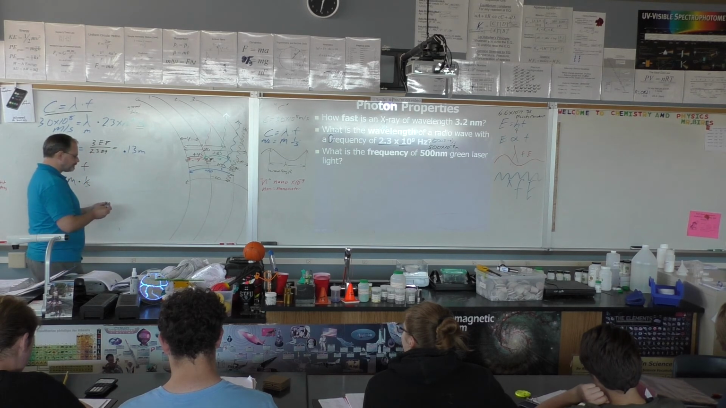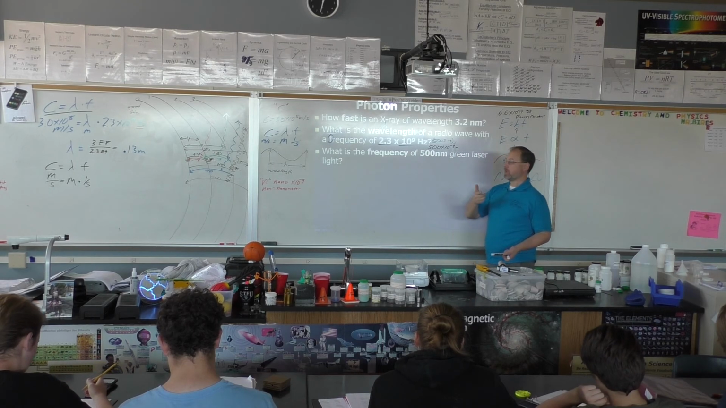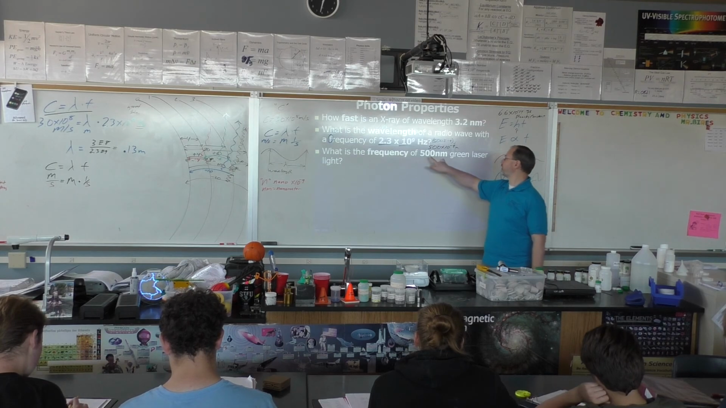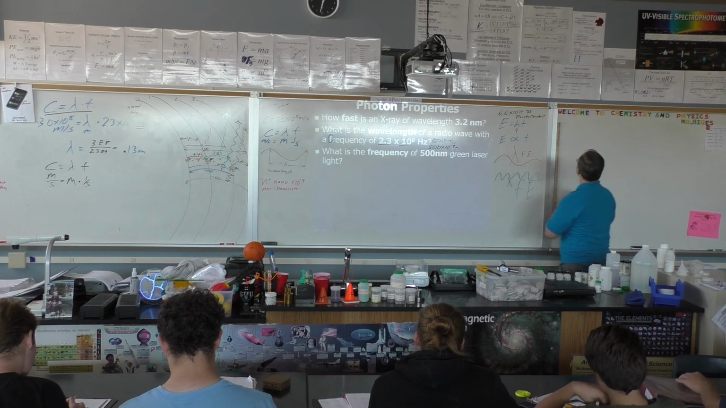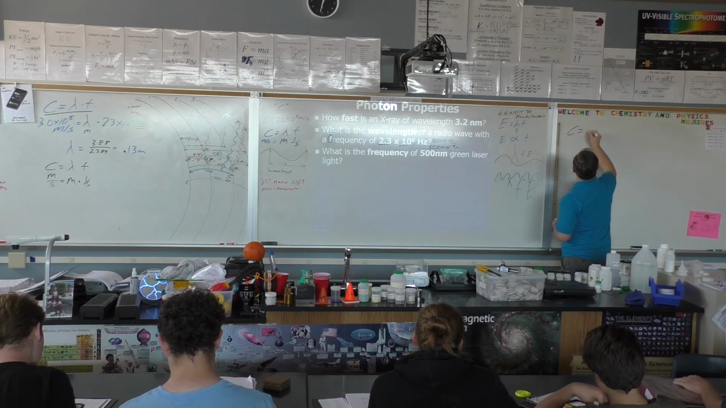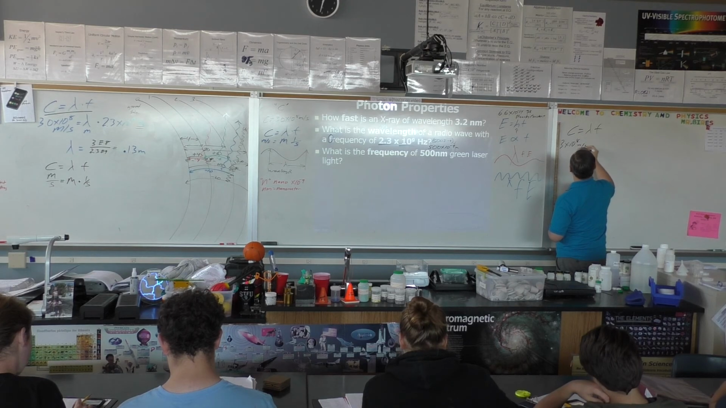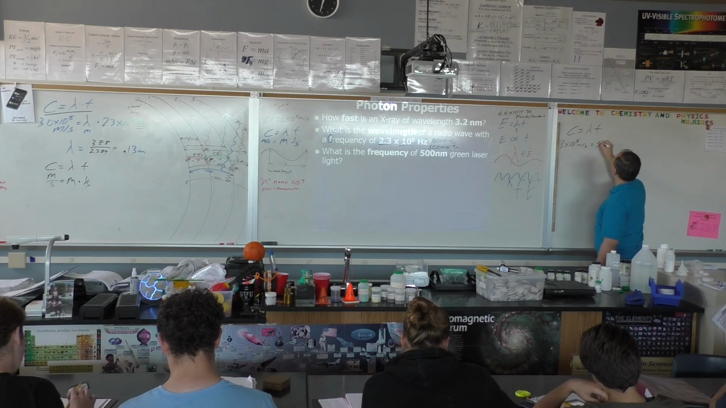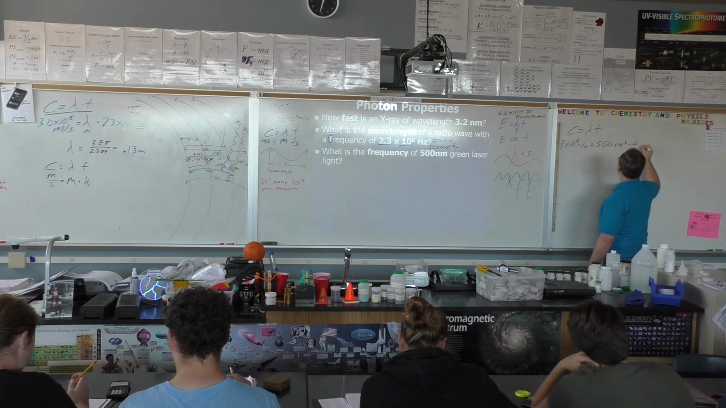Okay, so we're going to use the same formula because now we're looking for frequency, which is f, and we're given wavelength. So wavelength is a distance. This wavelength of the light is 500 nanometers. It's really small. We're going to use c equals lambda f. C is always going to be 3 times 10 to the 8 meters per second. Now, lambda is given to us, and we're solving for f. So lambda is going to be 500 times 10 to the negative 9, and now we're solving for f.